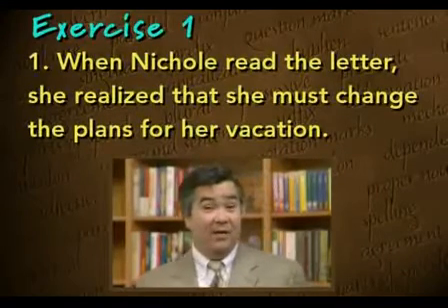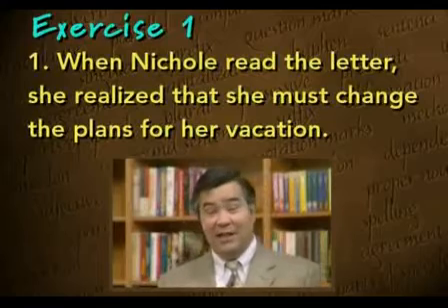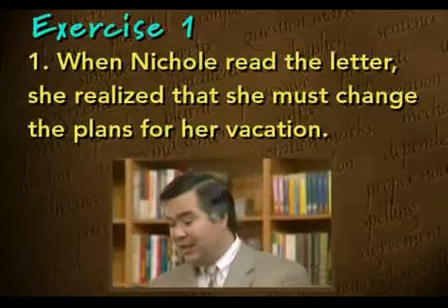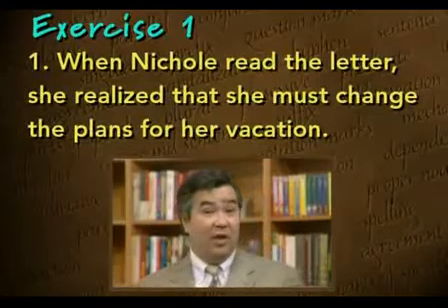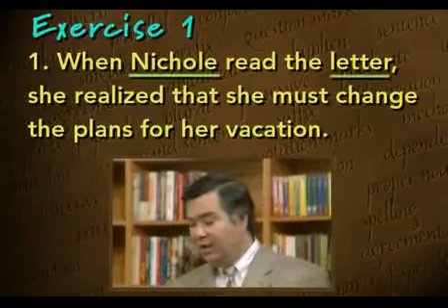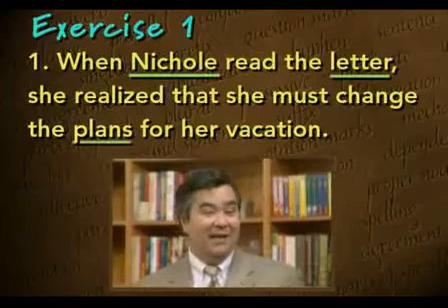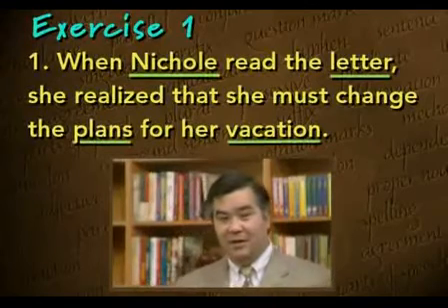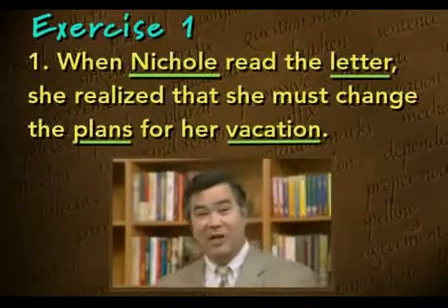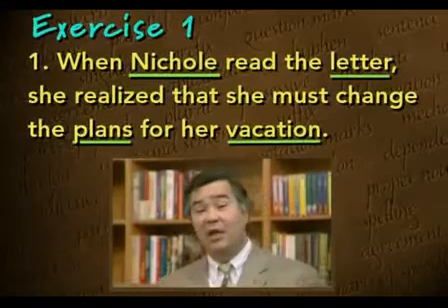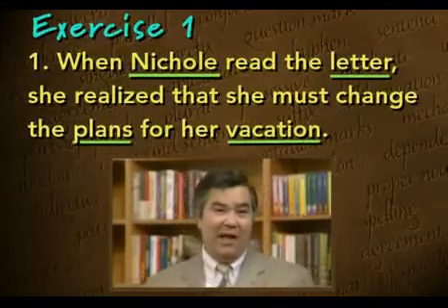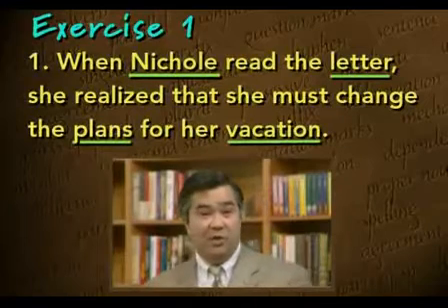Let's begin with the nouns. How many nouns did you identify in this sentence? This sentence actually contains 4 different nouns. The nouns are Nicole, letter, plans, and vacation. One of these nouns is a proper noun. That's why it begins with a capital letter, and that's the noun Nicole. It's a proper noun because it names a specific individual.